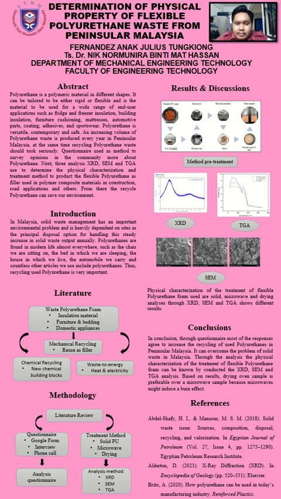So in this project, I use a questionnaire as a method to survey the opinion of the community about polyurethane. Next, I use three analyses: XRD, SEM, and TGA. These three analyses are used to determine the physical characterization and treatment method to produce flexible PU as filler used in polymer composite material in construction, product application, and others. From there, the recycled PU can save our environment.